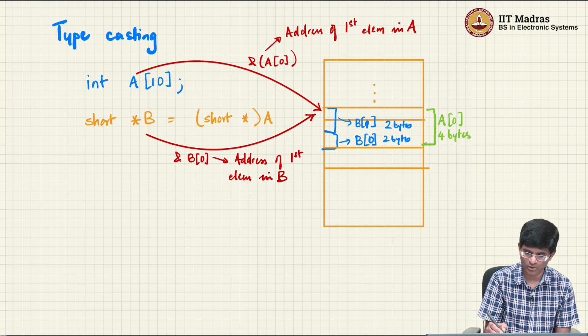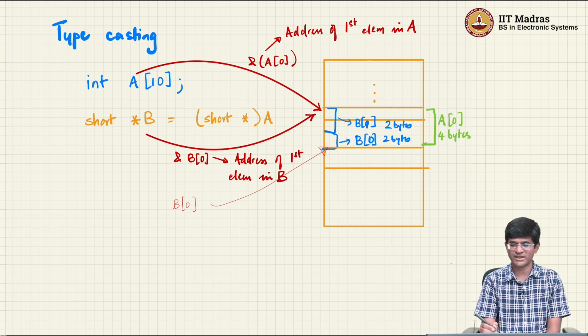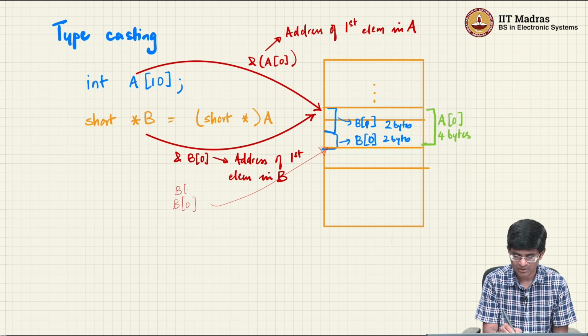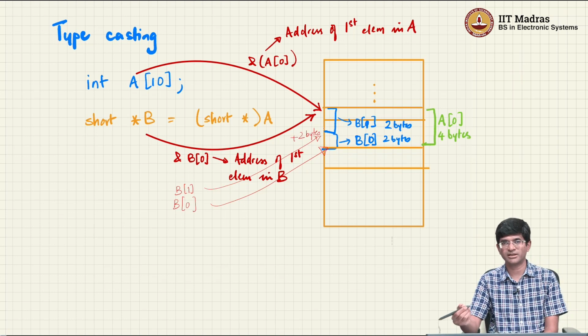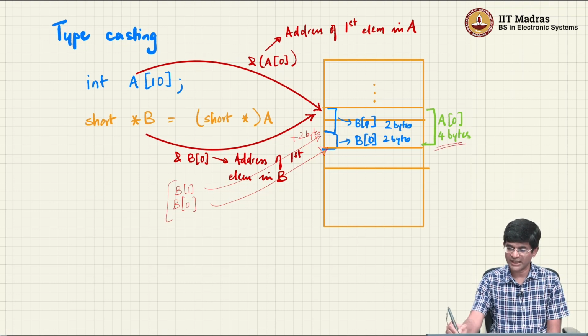And what I would have in this case would be that B of 0, if I accessed it, the compiler would go look up some location in memory corresponding to where B points to, take 2 bytes from there, interpret them as a short value and give me the result. B of 1 would increment this B location by 2 bytes and go to the next location and pick up 2 more bytes over there. If you think about it, this B of 0 and B of 1 both together lie within the 4 bytes that correspond to A of 0.